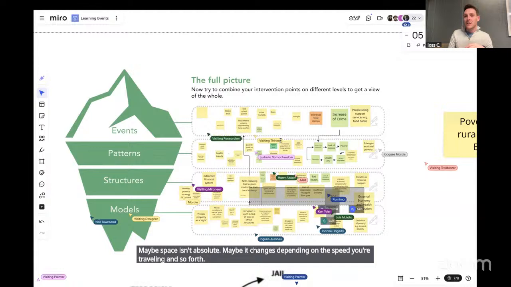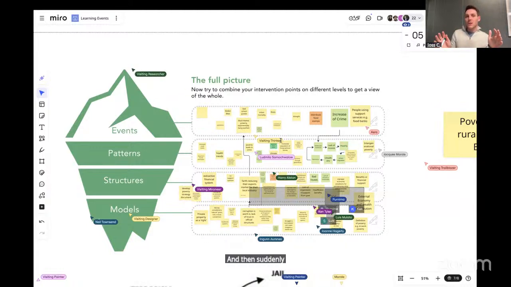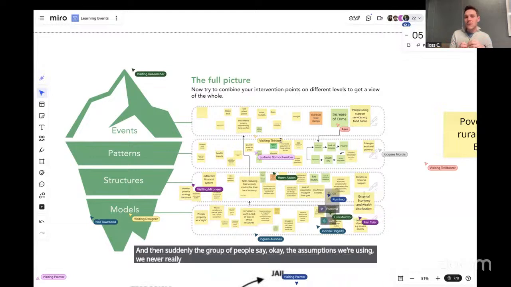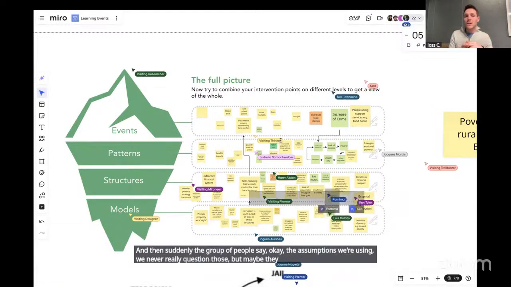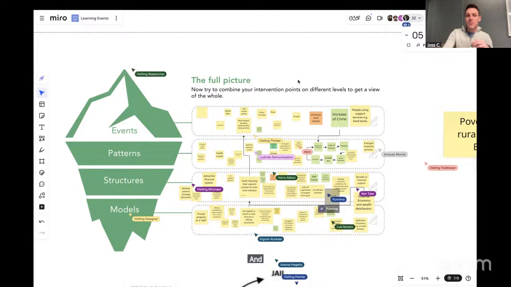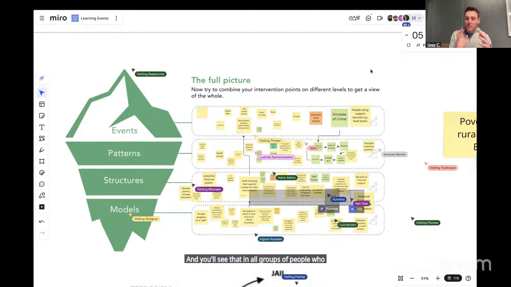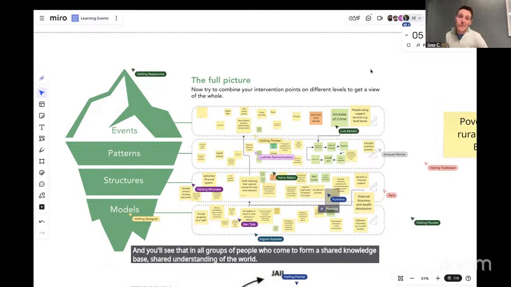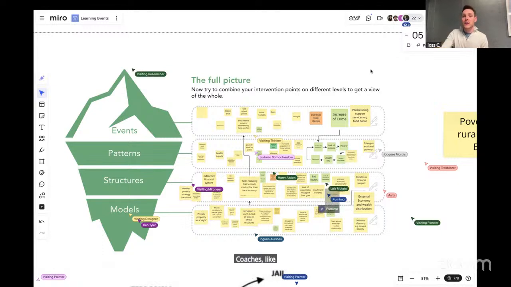And then suddenly the group of people say, okay, the assumptions we're using, we never really question those, but maybe they aren't the full story. And you'll see that in all groups of people who come to form a shared knowledge base, a shared understanding of the world. A culture is a good example. Cultures, like national cultures.